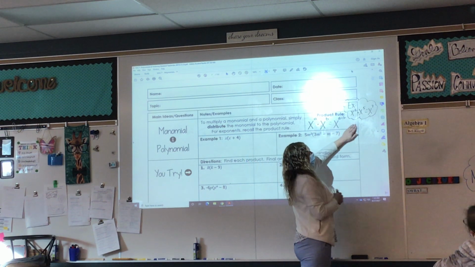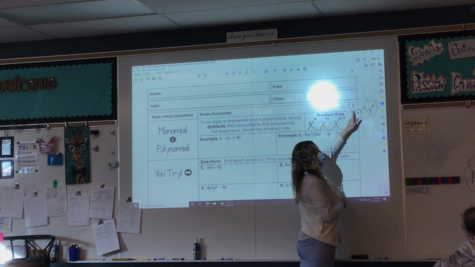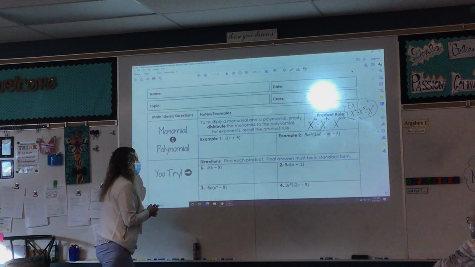So here's a good example with some numbers. Your base is the same, your base is the x. You're multiplying across, so you're going to add the 2 plus 5, and that will give you the 7. So let's go ahead and check out our first two examples.